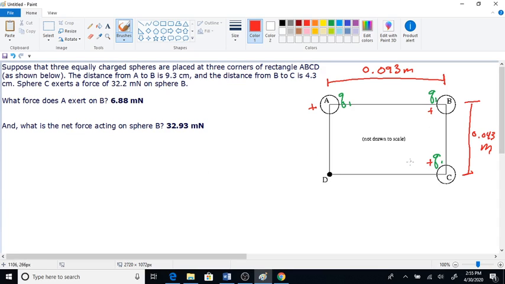We have all positives here. And then we're given this here. Now it wants the force A exerts on B here, but we can't solve that yet. We're given a force of C on B. So let's set up Coulomb's law.